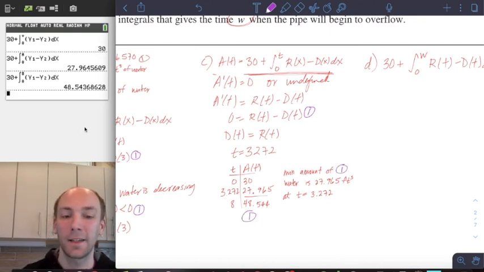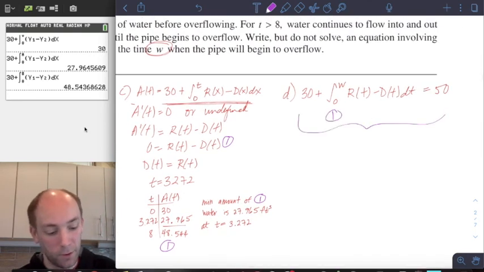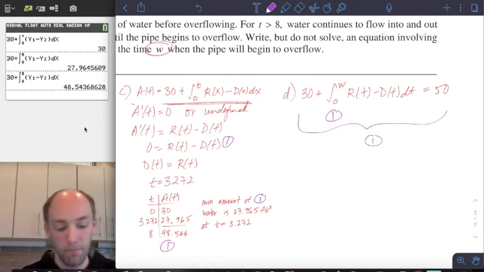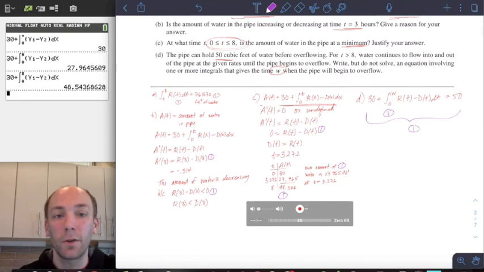Remember, the candidate test is a good justification. And then for part D, you're going to get 1 point for the integral and then 1 point for the general equation. Okay, there's your 9 points. So let me know if you have any questions about this one.